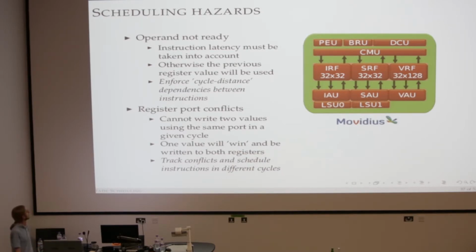And the second kind of really common hazard has to do with register ports. With this architecture, if you want to read values from registers or write values to registers, you have to use ports to the register file. And different functional units will share the same ports, so potentially you can use the same ports at the same time, in the same cycle. And if you do this, you'll get the wrong result, like only one of the two values will be written. So that's why your scheduler has to track these conflicts and make sure that instructions don't use the same ports at the same time. So those are the most common hazards. Obviously, there are others, but they are the most important ones.